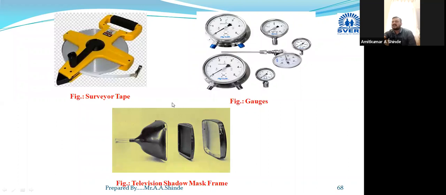Okay, so these are different gauges. These are different gauges which are manufactured with the help of Invar steels. Then surveyor tape. Okay, this surveyor tape is made up of this Invar steel only. And this is the television shadow mask frame. Okay, television shadow mask frame. In older days, these types of TVs or televisions were available. Then their shadow mask frame is made up of this Invar steel.